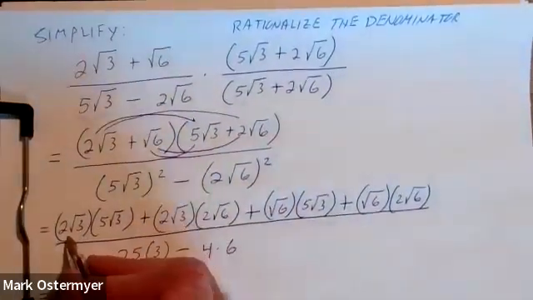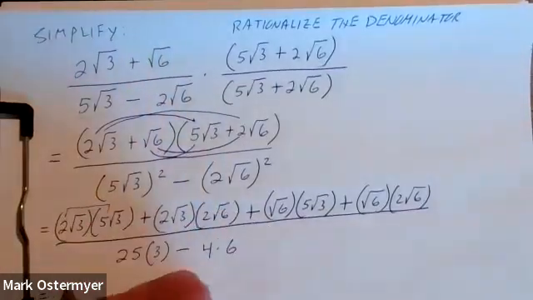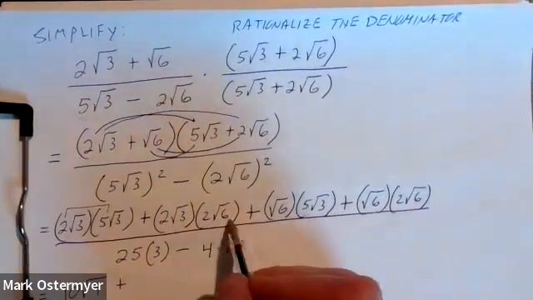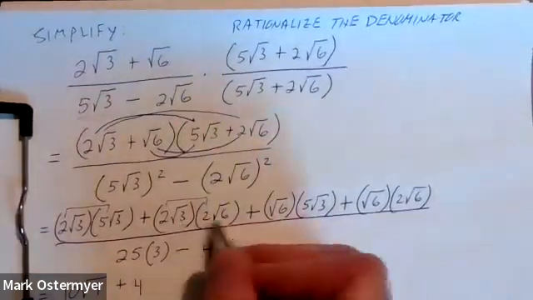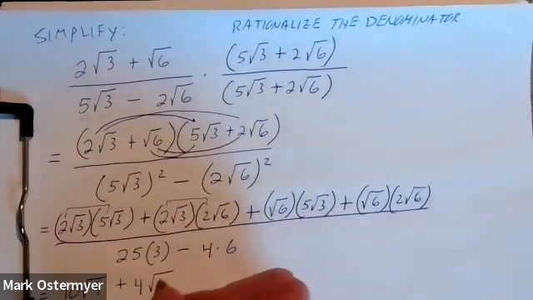Back up the numerator. 2 square root of 3 times 5 square root of 3 is going to be 2 times 5 is 10. And the square root of 3 times the square root of 3 is the square root of 9. Then 2 square root of 3 times 2 square root of 6. 2 times 2 gives us 4. And the square root of 3 multiplied by the square root of 6 is the square root of 3 times 6, or the square root of 18.